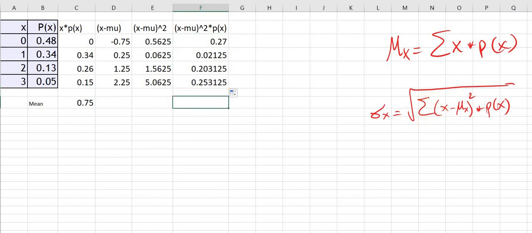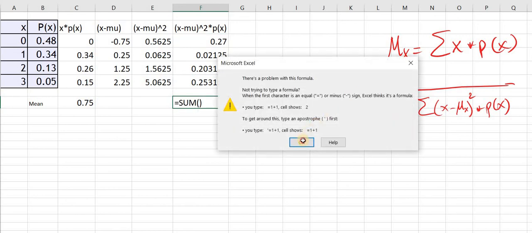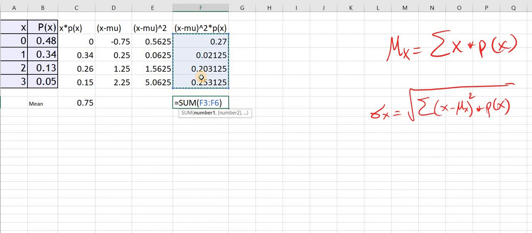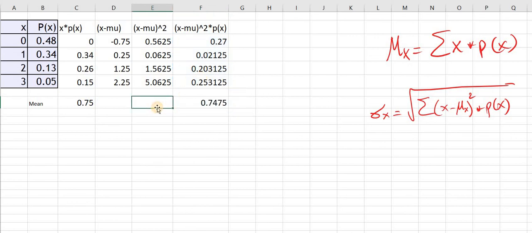When you add everything together, this is eventually going to be the variance. We know that sigma squared is basically the variance. So I'm going to say this is just the variance.